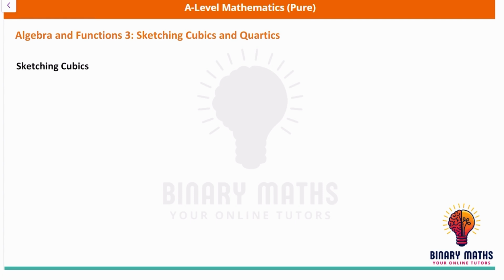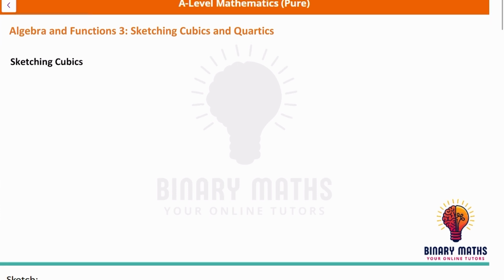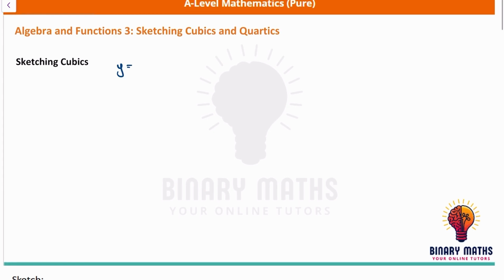So when we're sketching cubics, we need to know that the functions are of the form y is equal to ax cubed plus bx squared plus cx plus d, where a is not allowed to be 0, because if a is equal to 0, then it reduces down to a quadratic, which is no longer a cubic. So a has to be a non-zero number. Now we have two cases.